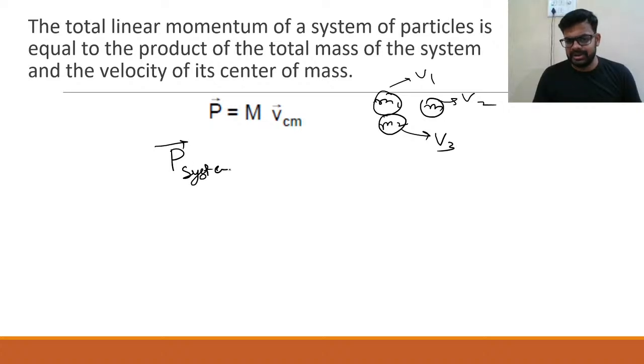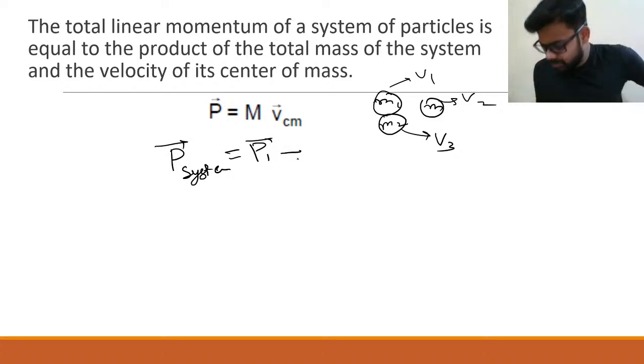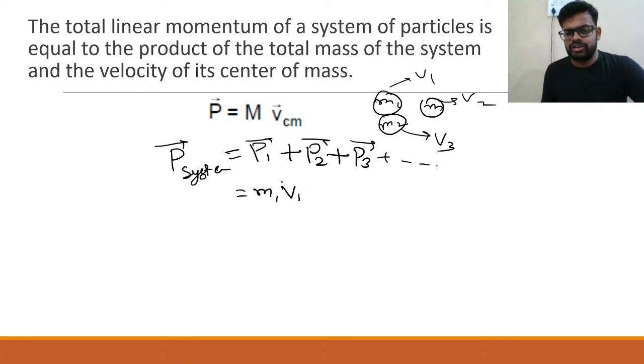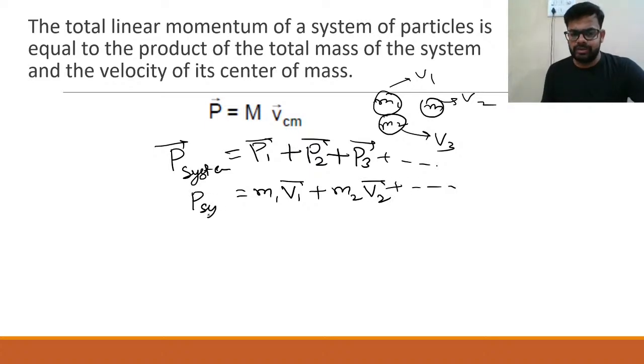Momentum of the system can be written as momentum of first particle plus momentum of second particle plus momentum of third particle, and so on. That is, mass of first particle times velocity of first particle plus mass of second particle times velocity of second particle, and so on. We can write this as the momentum of the system. Yes, so this is the basic thing.